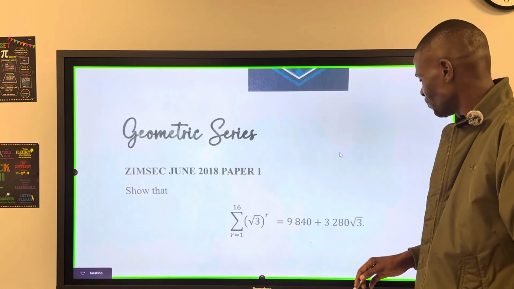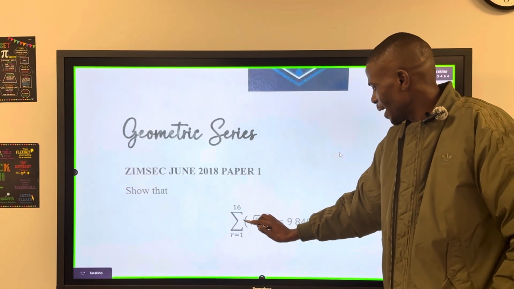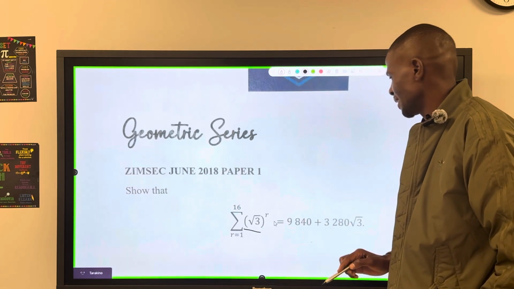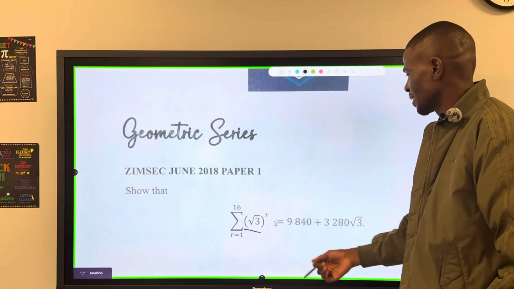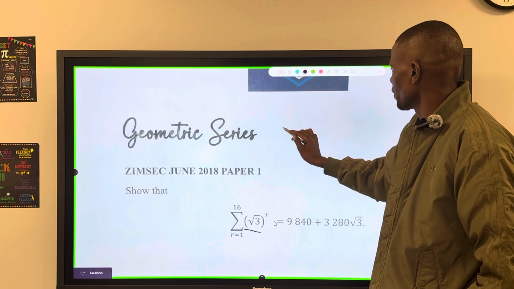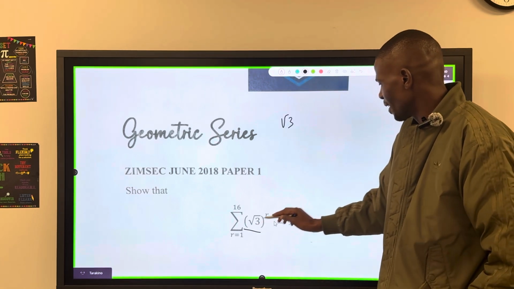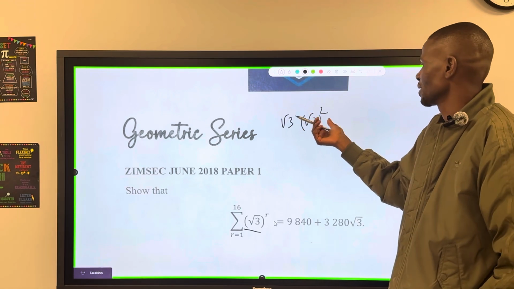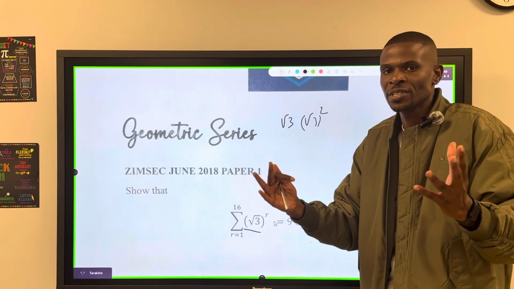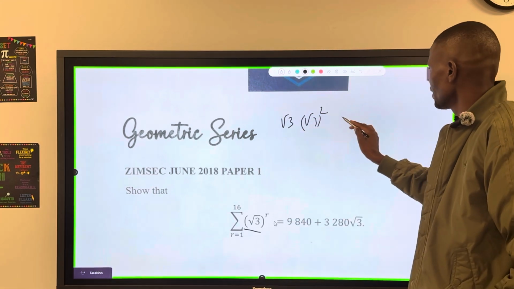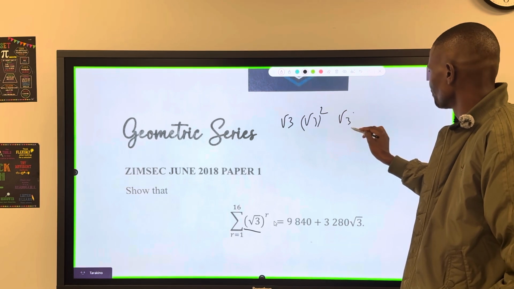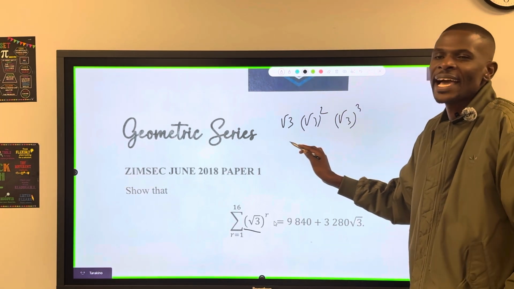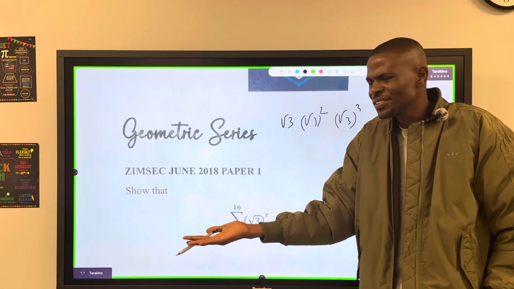Right, so here we need to understand what type of sequence this is when we plug in values. For example, when r is 1, we have root 3. When r is 2, we have root 3 squared. Don't simplify, though we know it's 3, because if you simplify, you might not be able to see the pattern. When r is 3, we have root 3 cubed. So from these three terms, I can actually see that it's a geometric series, right?